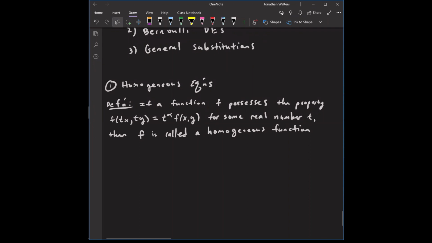So basically, if you plug tx and ty in place of x and y, and you can factor out t to some power from that function, then we call that function homogeneous. For example, just look at a quick example to show what we mean. f of x, y equals x squared y plus y squared x is homogeneous of degree 3.